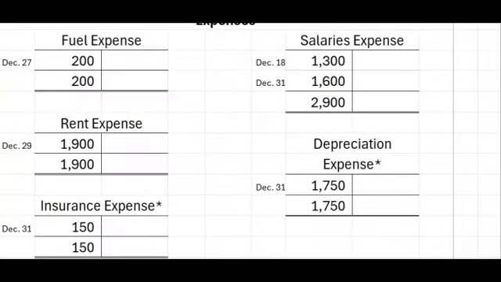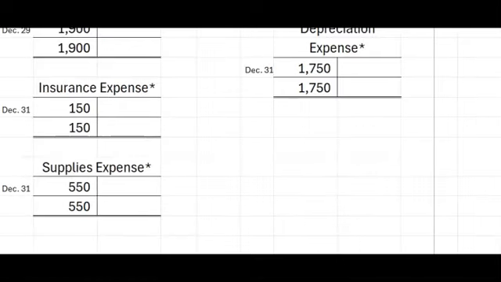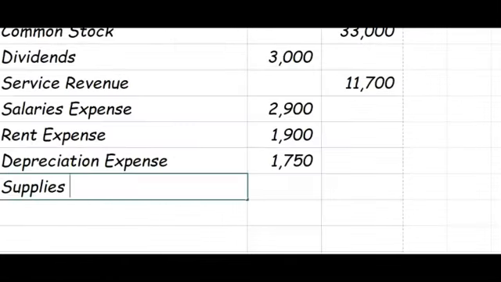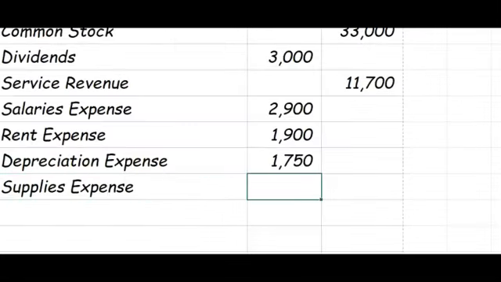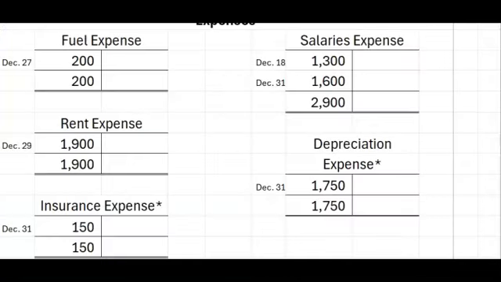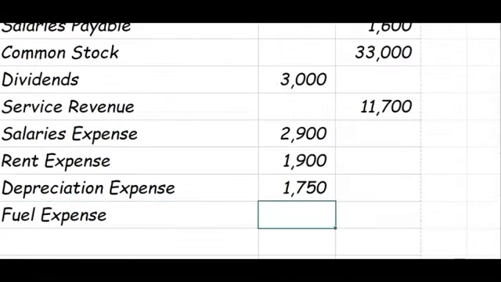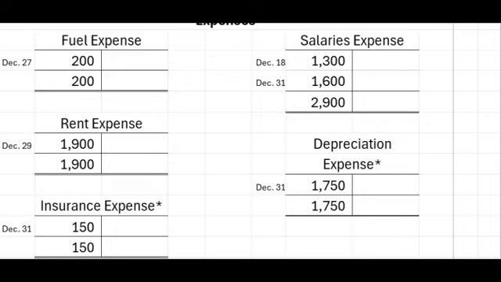Depreciation expense has a debit balance of $1,750. Supplies expense has a debit balance of $550. Fuel expense has a debit balance of $200. And finally, insurance expense has a debit balance of $150.